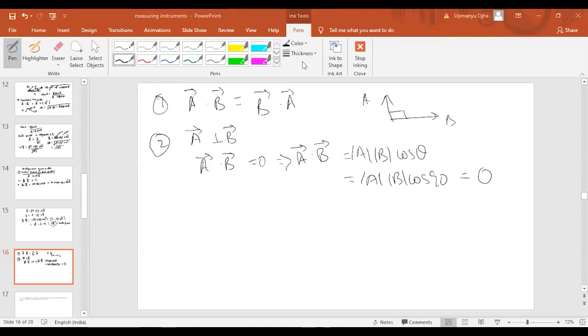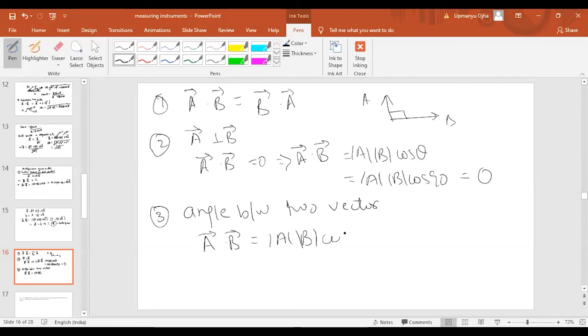Okay. Now third case, third property. With the help of dot product, we can find angle between the two vectors. Angle between two vectors can be easily found with the help of dot product. Like we know that A dot B vector is equal to mod of A mod of B cos theta. So cos theta is the angle between the two vectors. So can we write here as what? Cos theta must be equal to A vector dot B vector by mod of A mod of B. So in this way we can find the angle between the two vectors.